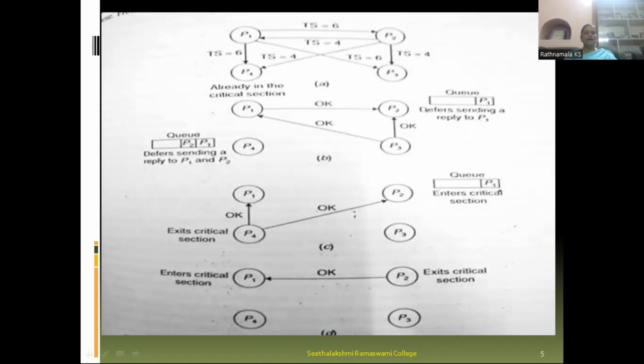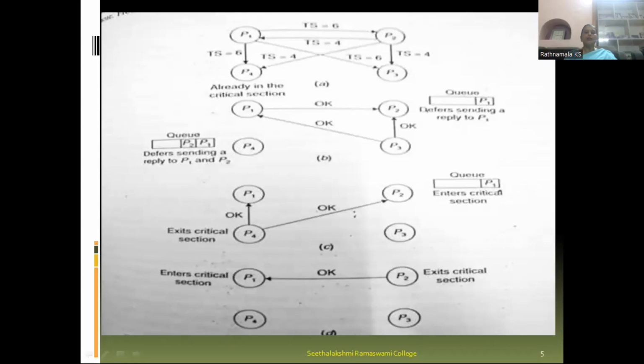That is in figure B. P3 has to send an OK message to both P1 and P2 because it does not require that resource, and there won't be any response from P4. Now, in the queue, you can see two processes, P1 and P2. P2 is in the first position and P1 is kept after P2. Which means when P4 exits the critical section, permission will be given first to P2, and only then to P1. See the next diagram, C.